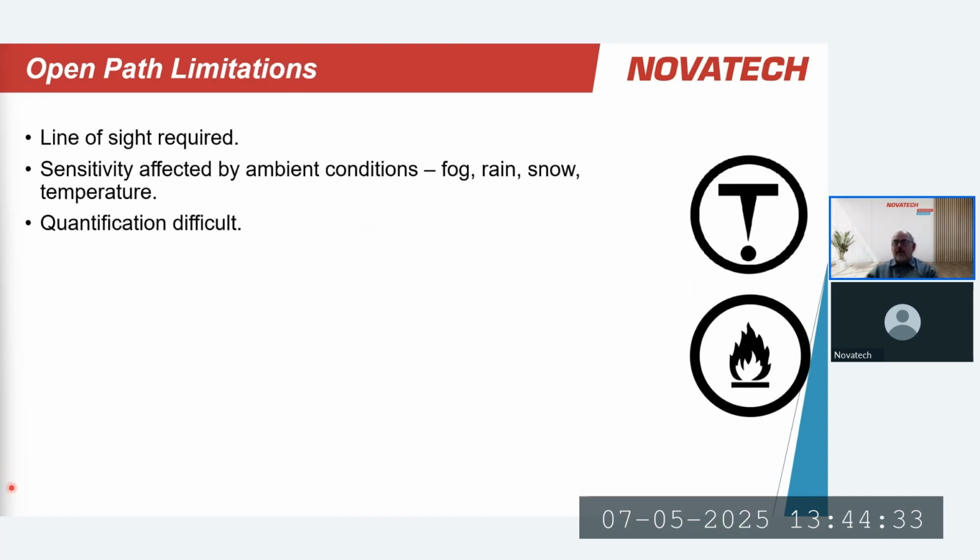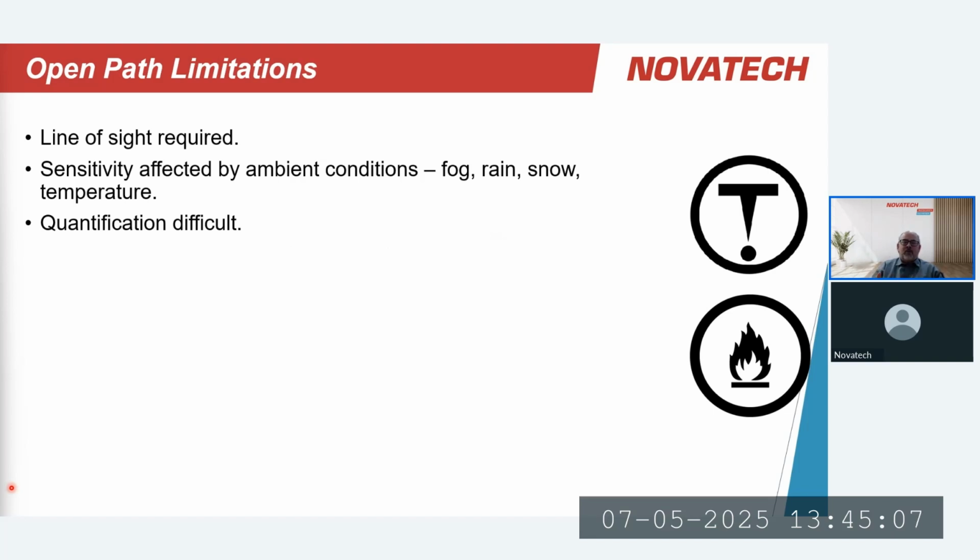So limitations, obviously line of sight is required. You have to be able to shine the light from the transmitter to the receiver. Ambient conditions can be problematic, especially as we start getting to very long path lengths. If we are in an environment where fog is common, or snow or rain, those can have an impact. Even temperature, wide temperature swings, very rapid temperature swings. So a very hot environment followed by a rain shower can cause interference potentially in some of these scenarios.